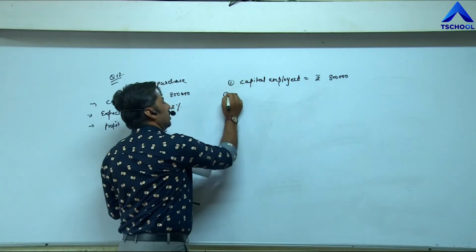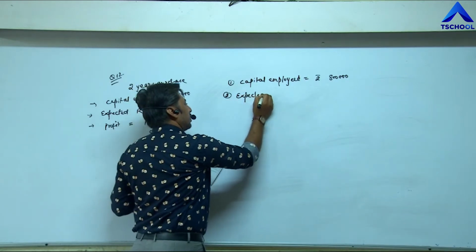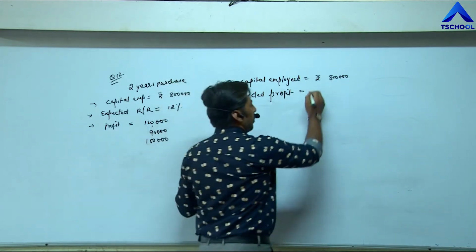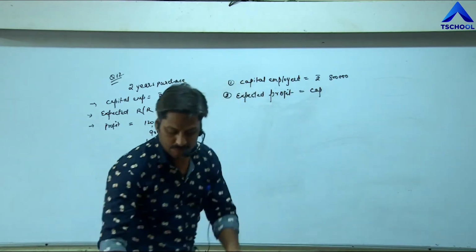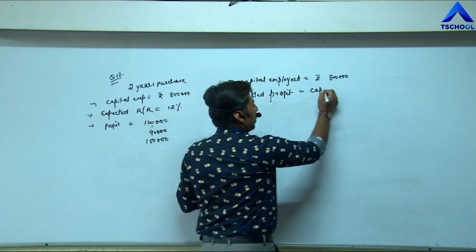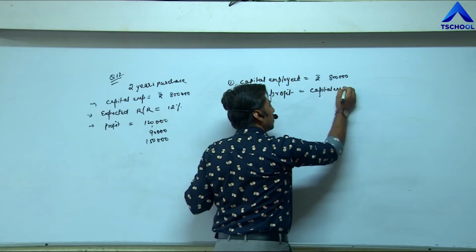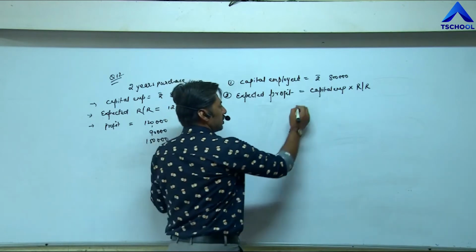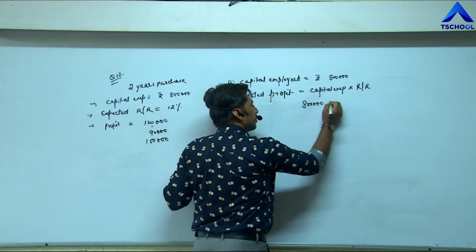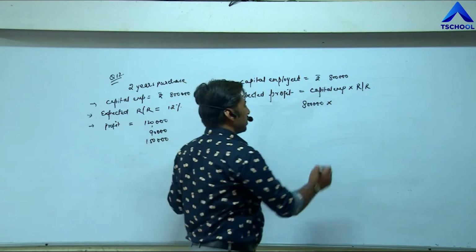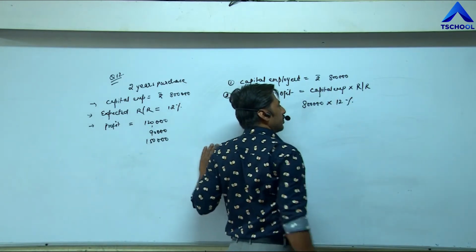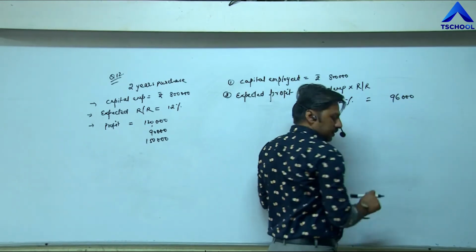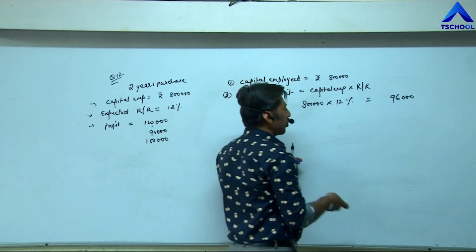Second, we have to find out expected profit. Formula is capital employed into rate of return, and capital employed here in this question is 8 lakh rupees into rate of return 12%, which is equal to 96,000. So 96,000 is the expected profit.